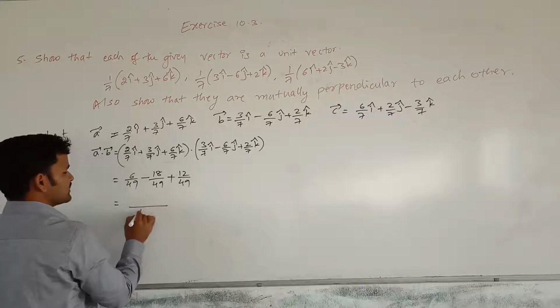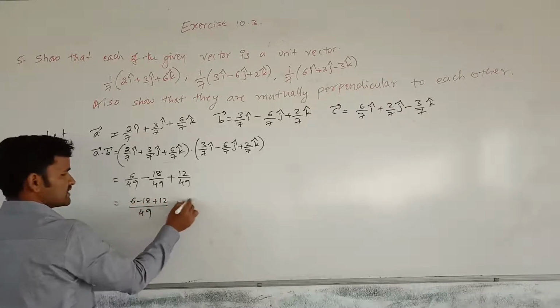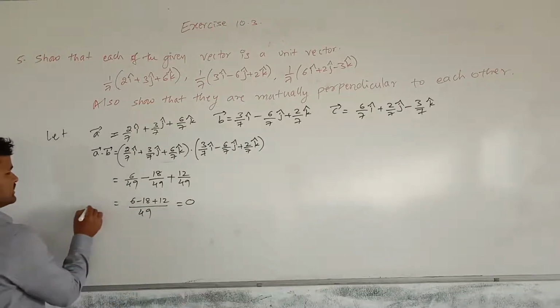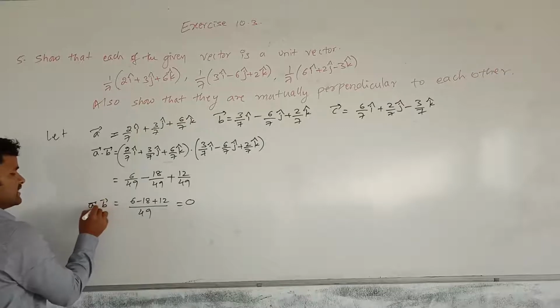How much is this? 49 will be the LCM. 6 minus 18 plus 12. This is nothing but 0. 6 plus 12, 18. 18 minus 18 is 0. What is this? A dot B.